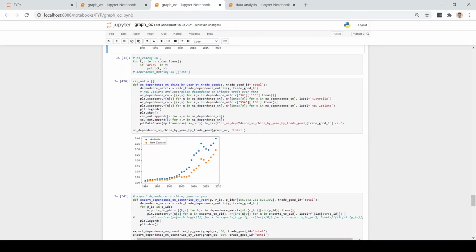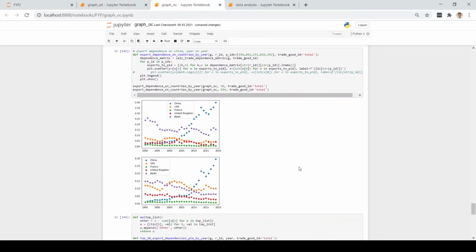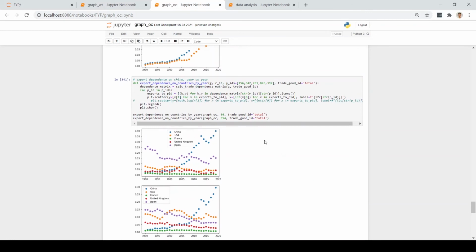trade dependence on China. So in this case, we see Australia and New Zealand's total trade dependence. So we see that in the earlier years, there's fairly small trade dependence, and then somewhere around 2004, the trade dependence suddenly grows at a very high rate. Similar graphs can be obtained between Australia and New Zealand and a set of countries.